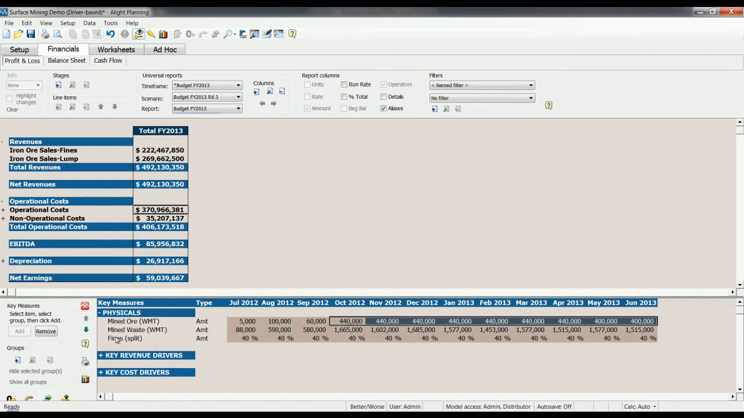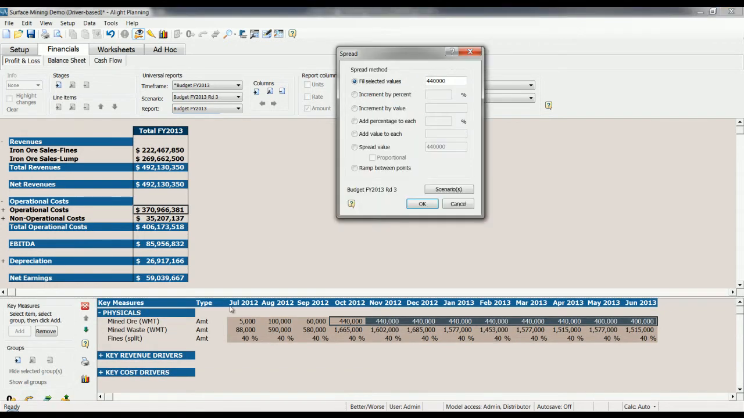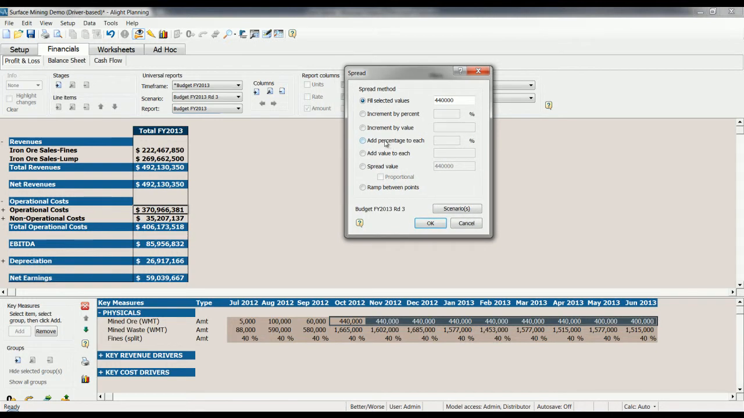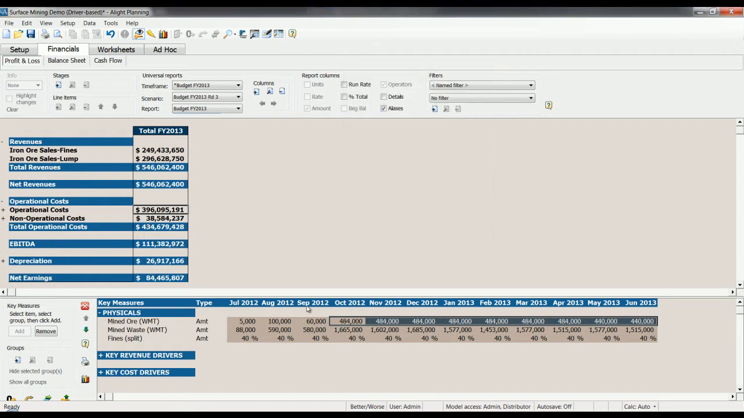I can select from October, use my spread function to add a percentage, let's say 10%, to each in this particular scenario. Click OK. That's changed these values here, and it's also increased our operational costs, which were 390 million, and increased them to 396 million. So we can see that changing these drivers here and these physicals ripples through to the P&L. That's because our physicals numbers are integrated with our financial plan.